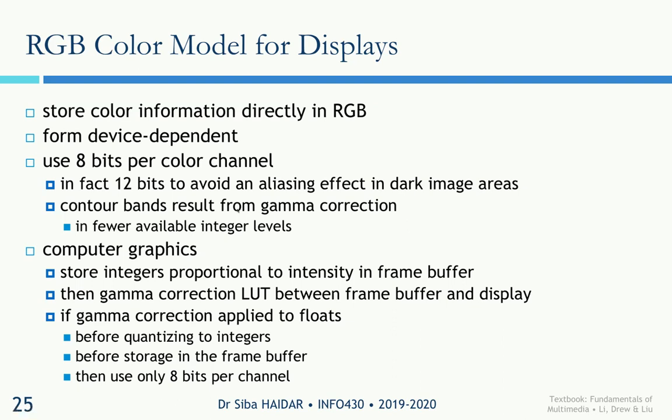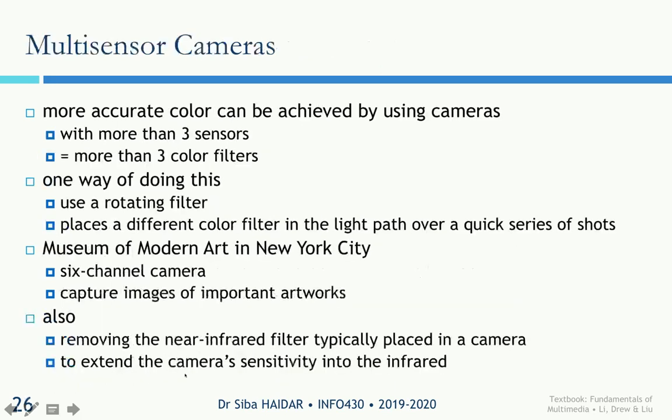the aliasing is solved using more bits. Contour bands result from gamma correction also in fewer available integer levels. So to solve this, they use more bits. Computer graphics store integers proportional to intensity in a frame buffer, and then the gamma correction loop between frame buffer and display. And if gamma correction was applied to the floats before quantizing to integer and before storage in the frame buffer, then you can use only 8 bits per channel.